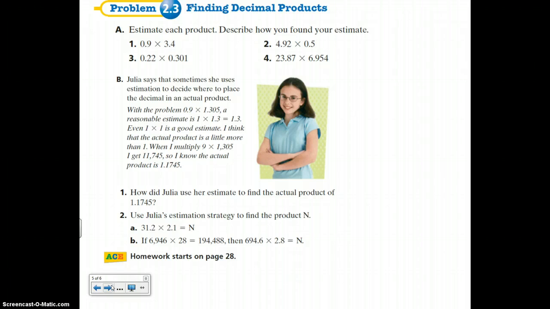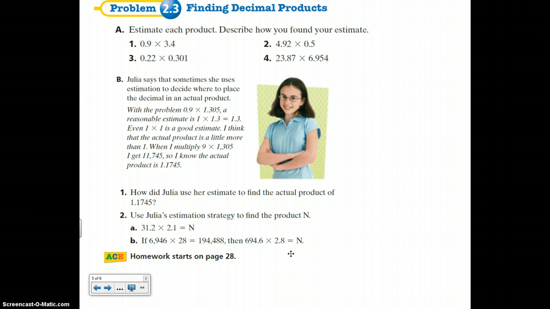So number 1 asks you, how did she use her estimate to find the actual product? I kind of just gave you that answer, didn't I? And number 2 says, use her strategy to find the product of n. So do 31.2 times 21 using Julia's strategy of estimation and multiplying whole numbers. And they give you the answer to the whole number multiplication. You just have to place the decimal point.